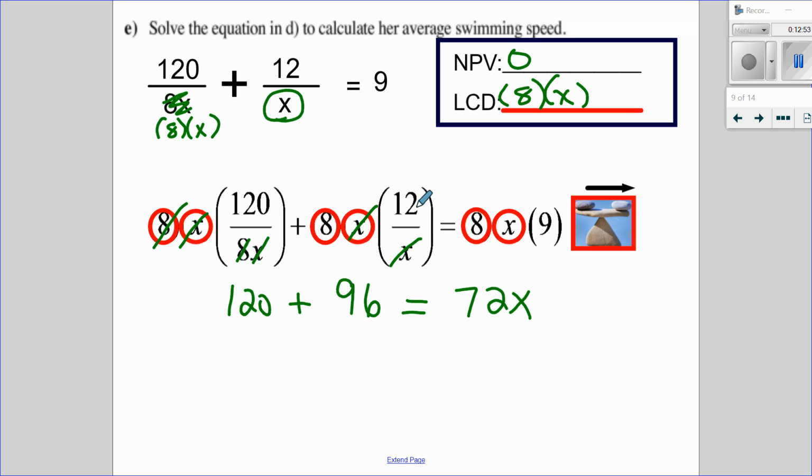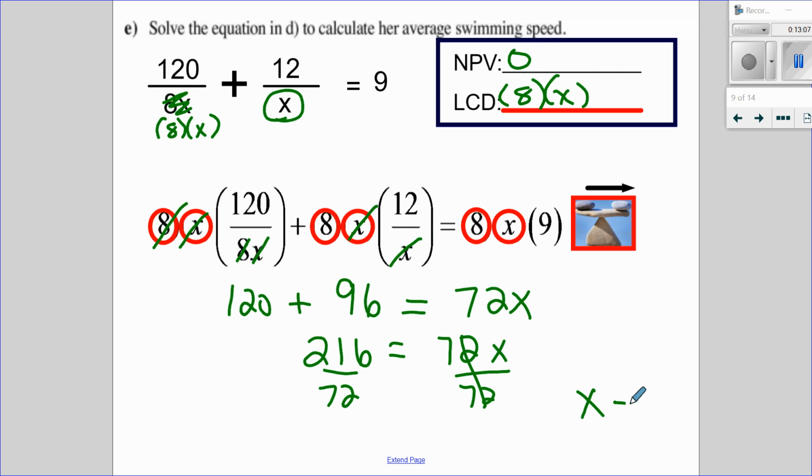So now I just have a nice linear equation to solve. I just add 120 and 96 together to get 216, equals 72x, and then I just divide both sides by 72. There we are, and I get x is equal to 216 divided by 72, which is 3. So x was your swimming speed, so now you know how fast she was swimming.